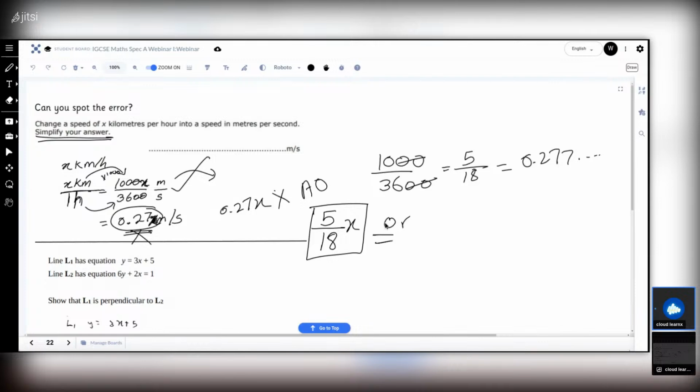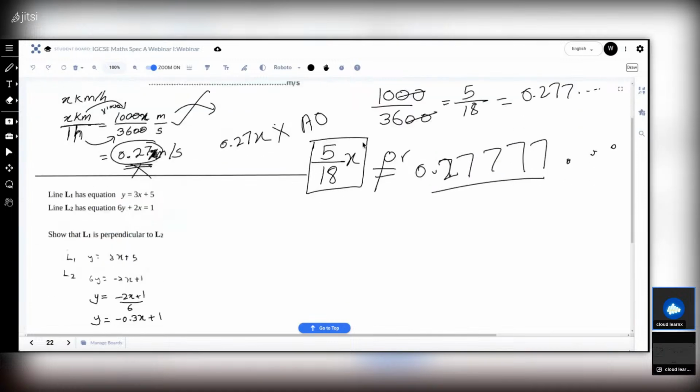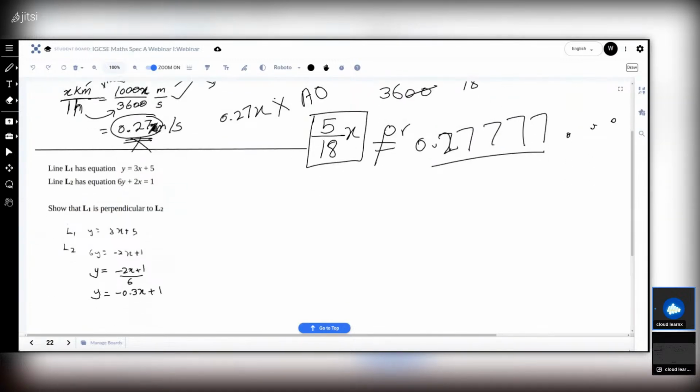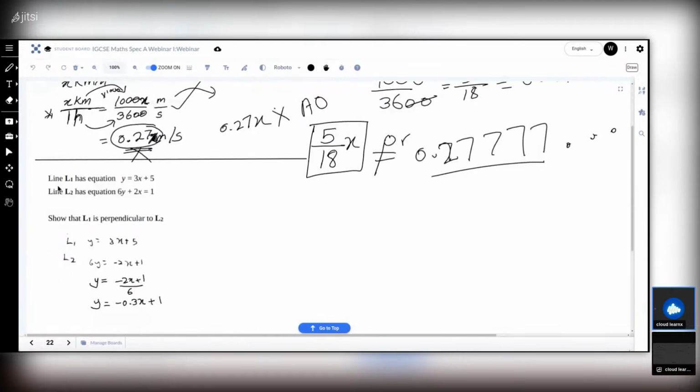This is not the same as 0.27. In fact, it's not even the same as 0.2777, because that's still not quite exactly the same. So that's why there's a difference, right? Similar problem here. You might see that this error, this rounding to lose accuracy, can affect a lot of different questions.